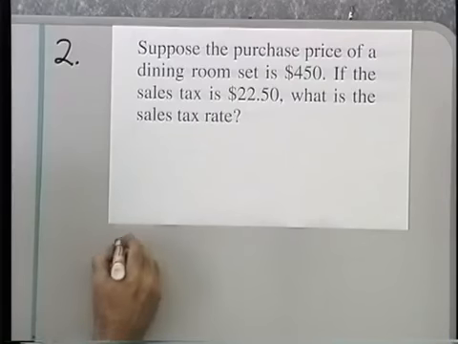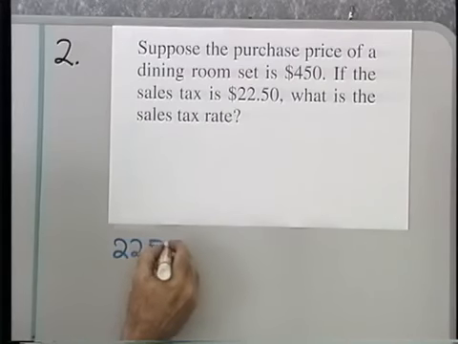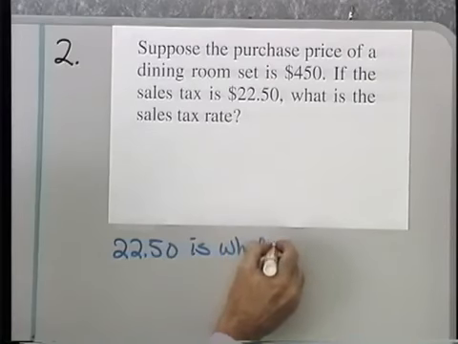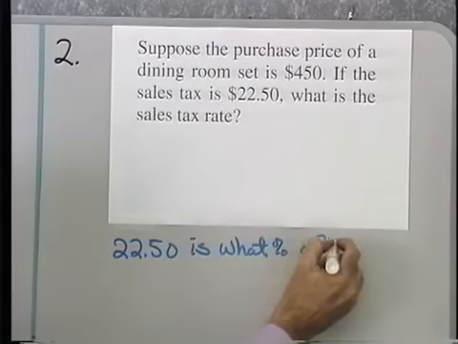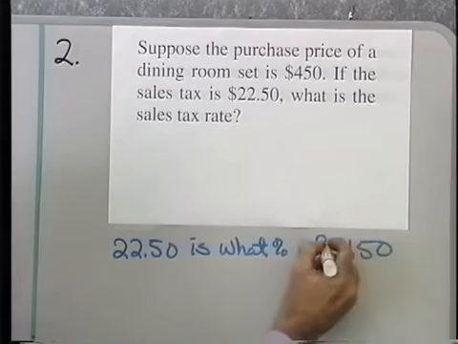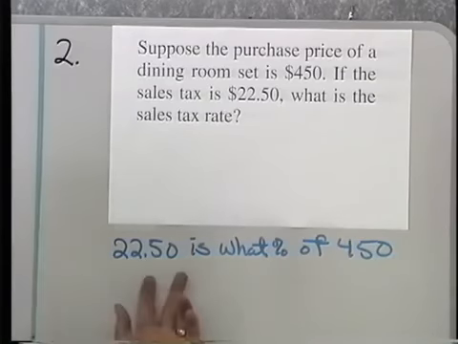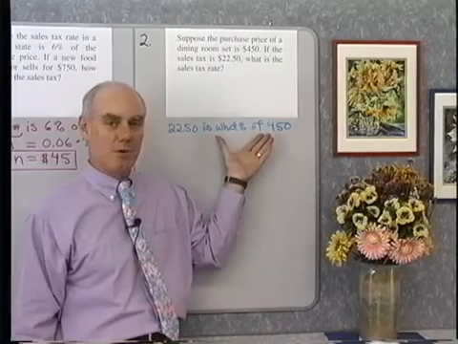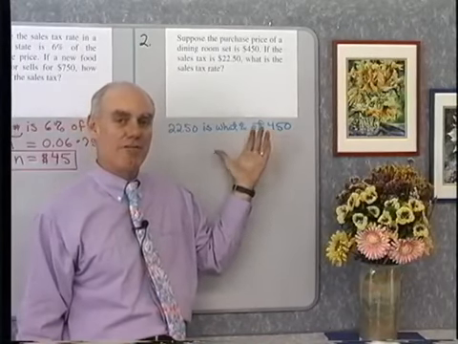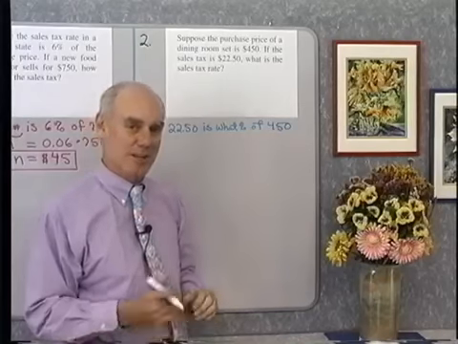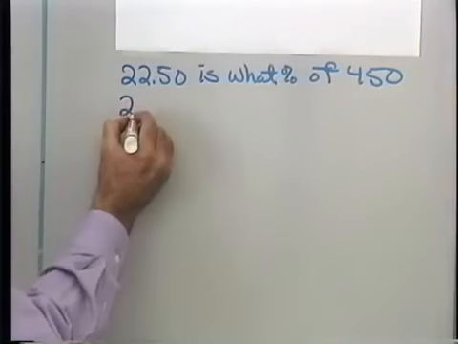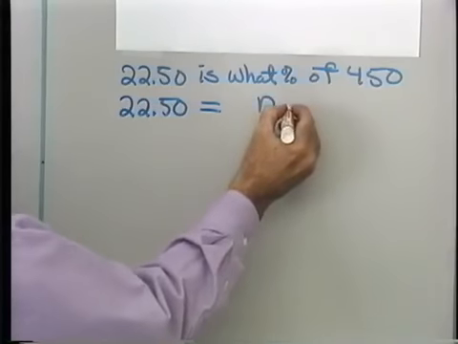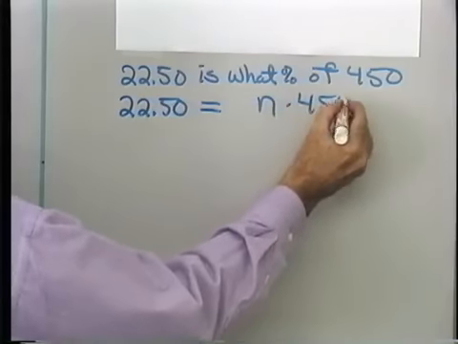Let's write it this way. 22.50 is what percent of 450? So 22.5 is what percent of 450. That's the problem that I'll translate into an equation, and from that get the sales tax rate. Let's take a look. So I have 22.50 is what percent times 450.